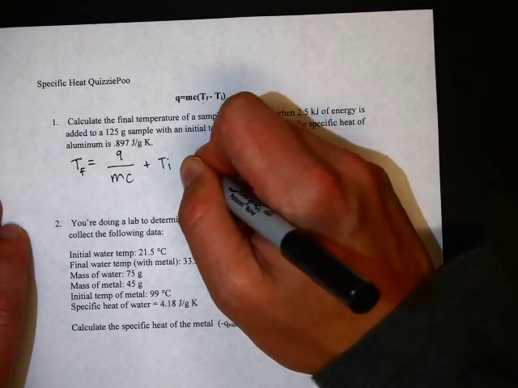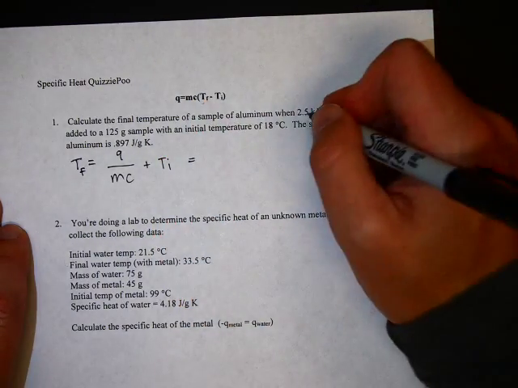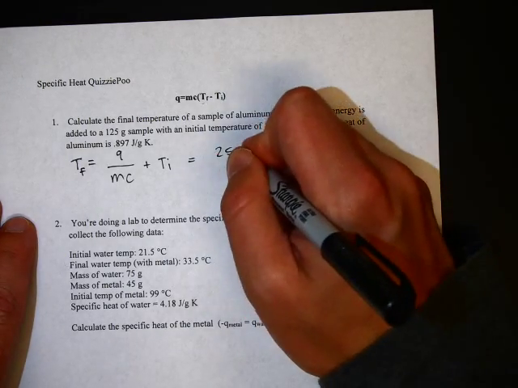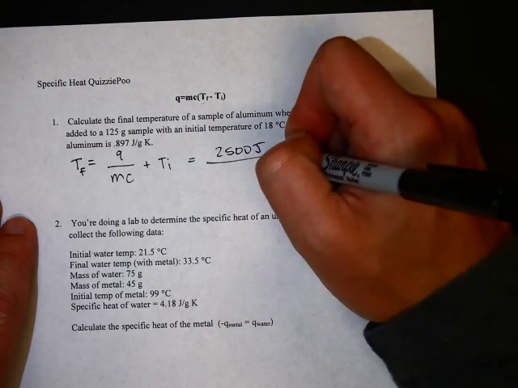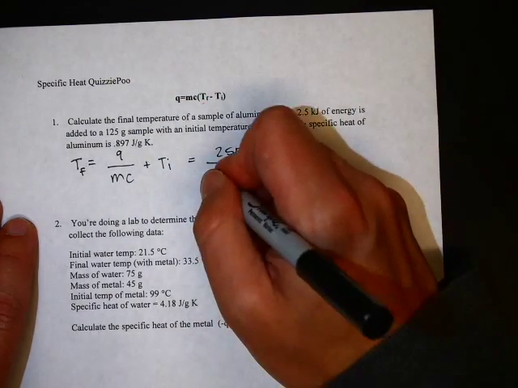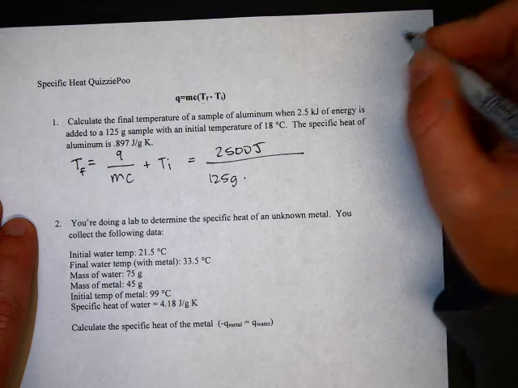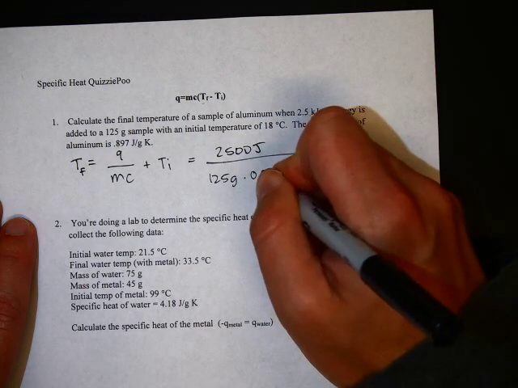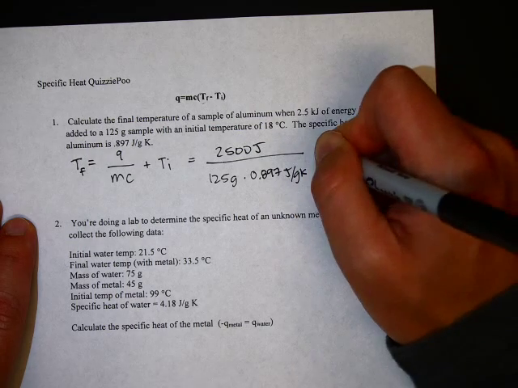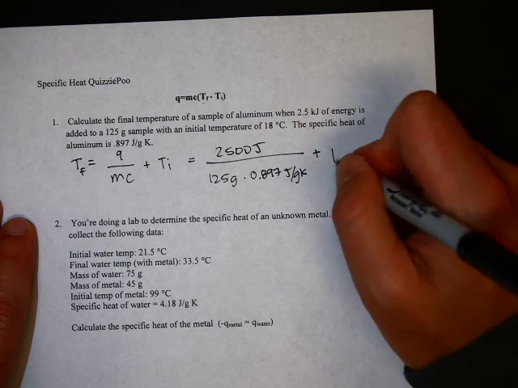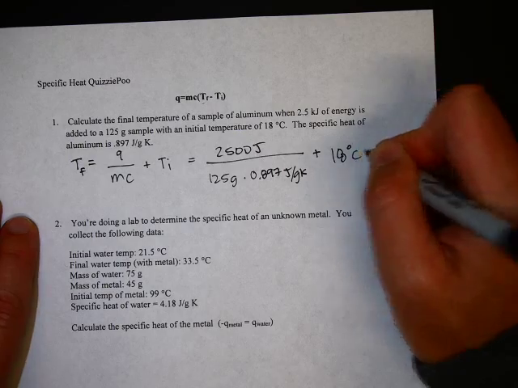Then you put all the variables in. So the Q is 2.5 kilojoules, which is really 2,500 joules, and it's got to be in joules for this to work. The mass is 125 gram sample. Specific heat of aluminum is 0.897 joules per gram times Kelvin. And the initial temperature was 18 degrees Celsius.